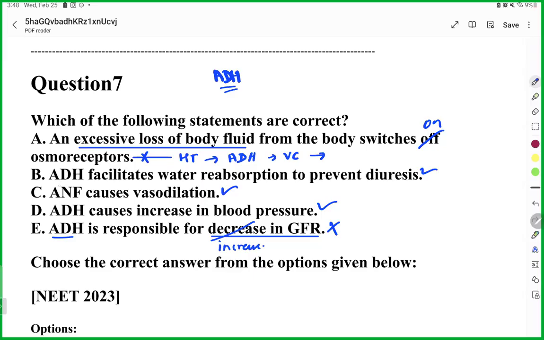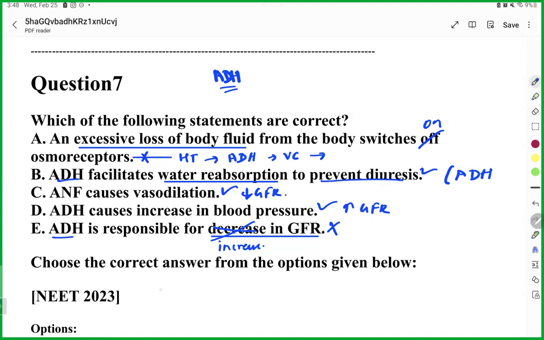Next, same. ADH benefit is it will reabsorb the water and prevent diuresis, because ADH full form is antidiuretic hormone, a hormone that prevents diuresis. Correct. ANF from heart will cause vasodilation, decrease GFR, opposite of ADH. Correct. ADH increases BP. Correct, because it increases GFR, BP. ADH is responsible for increase in GFR, not a decrease.